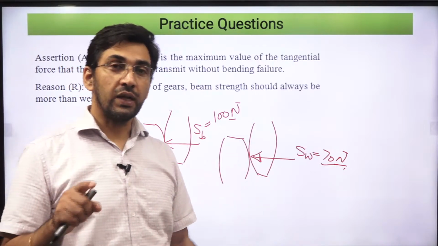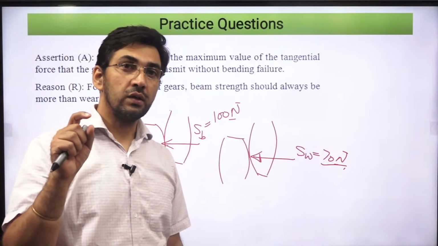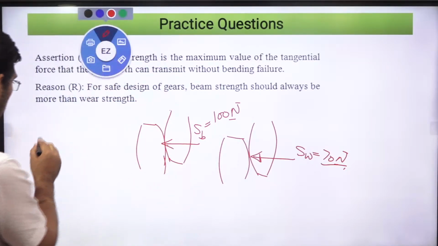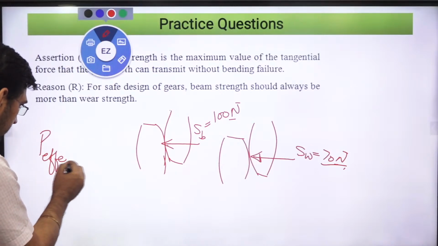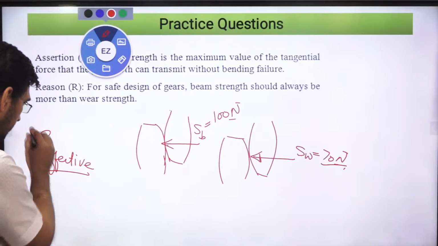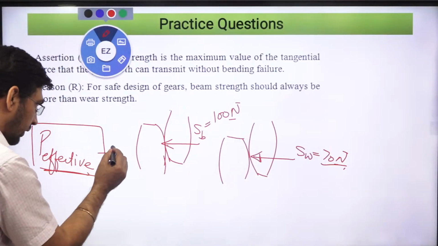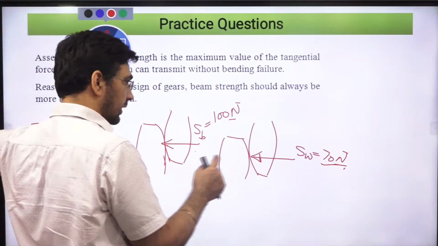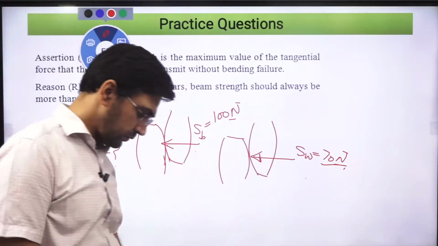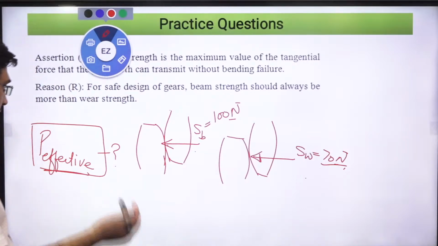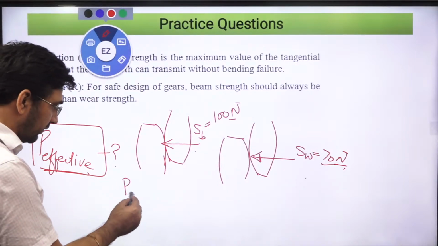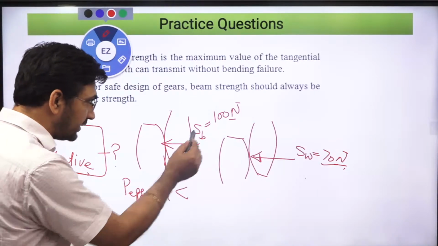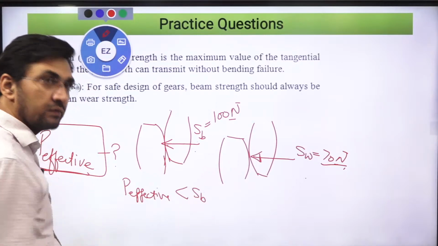Now, tell me the actual load that I will apply. The actual load or effective load that I should apply. What should be that load so that you are safe in this and you are safe in this also. So you will say that if P effective, the actual load that I am applying, is less than this, then I am safe.